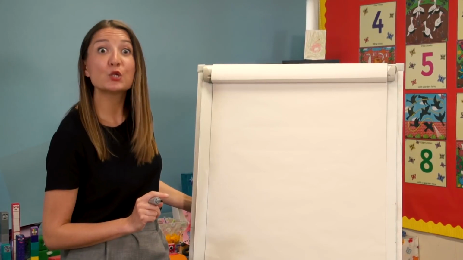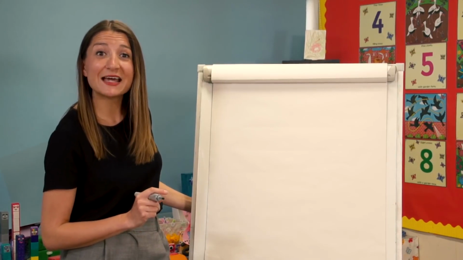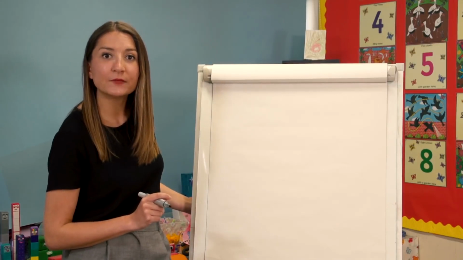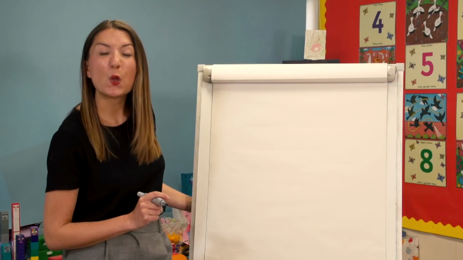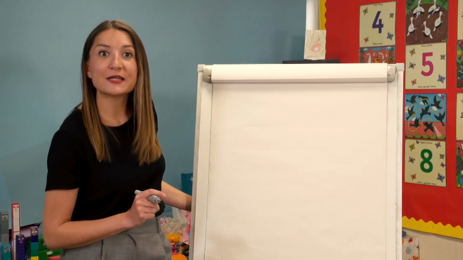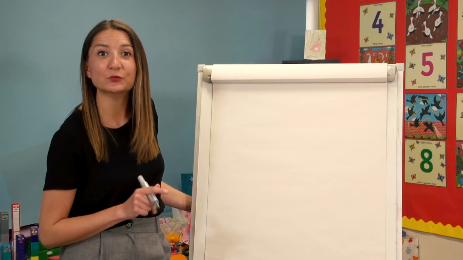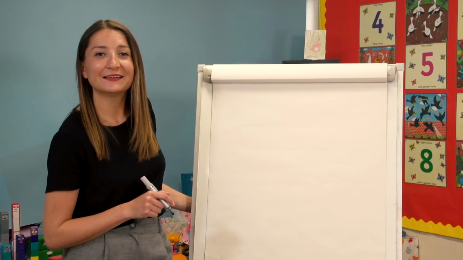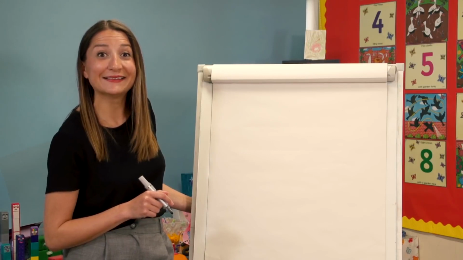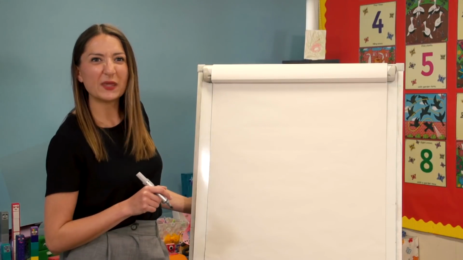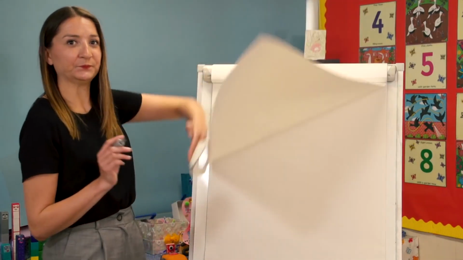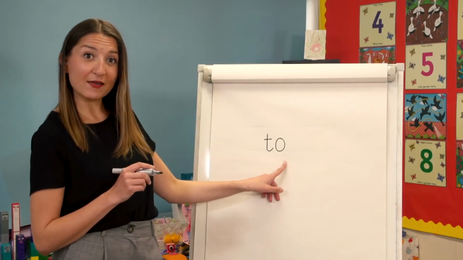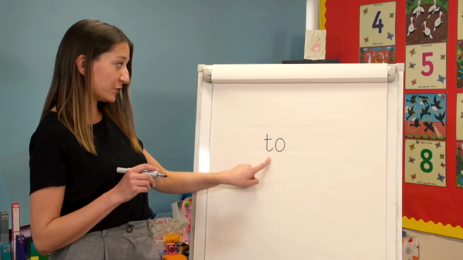Say the word. Say the sounds. What's the tricky bit? The letter O says oo. Write them down. The 2 sounds. Okay, should we check our spelling? Did you get the tricky bits? Does your word look the same as mine? 2 sounds. T, oo.